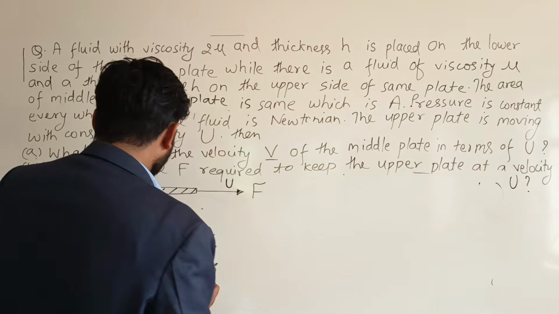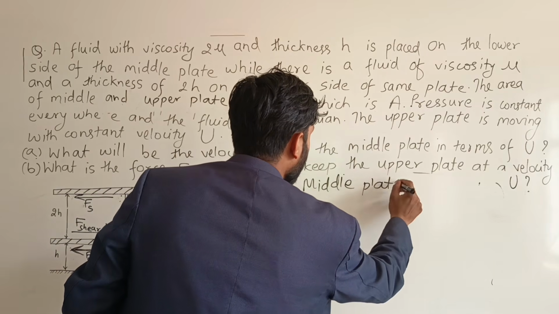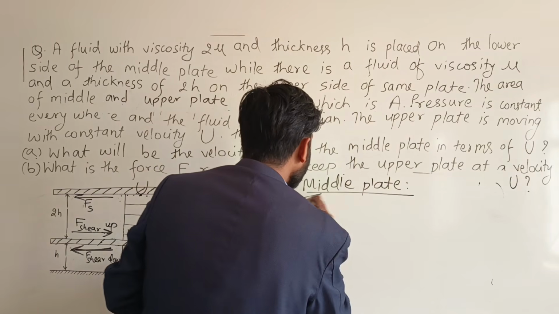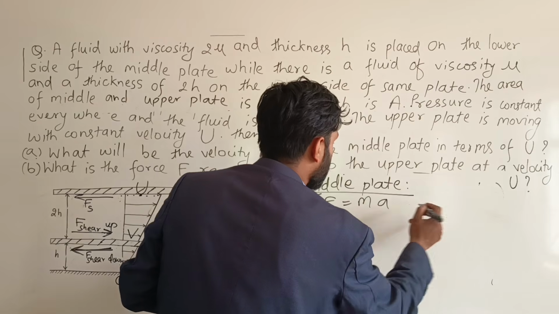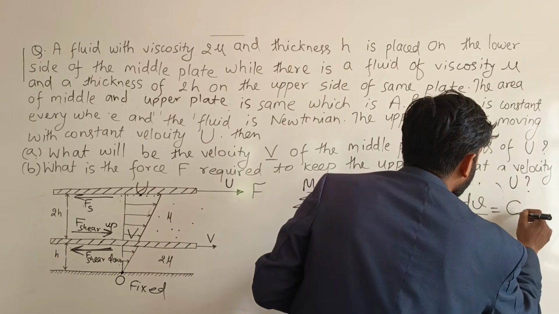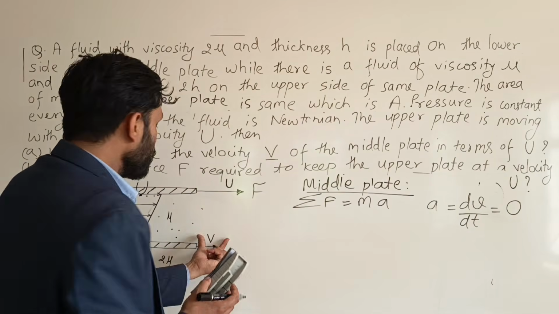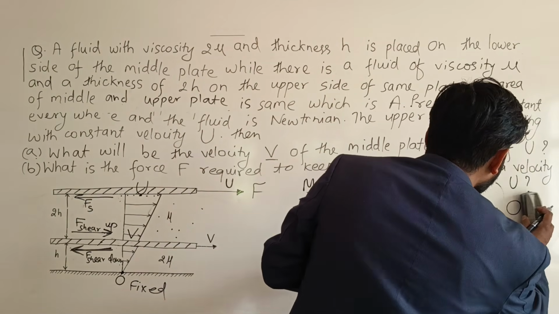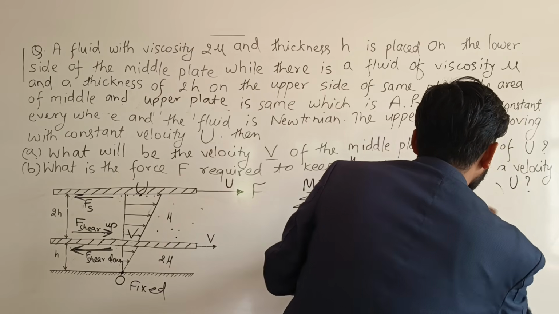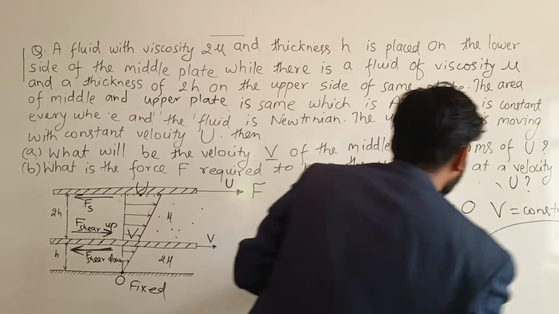So let's stay on the middle plate. We are still in the middle plate, and we are applying Newton's second law. That is, Newton's second law is summation of force is equal to mass into acceleration. Acceleration is 0 because there is no change in velocity. The velocity v is constant in the middle plate. That's why you can say the acceleration is 0 here.